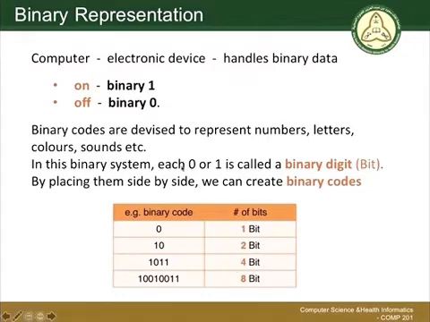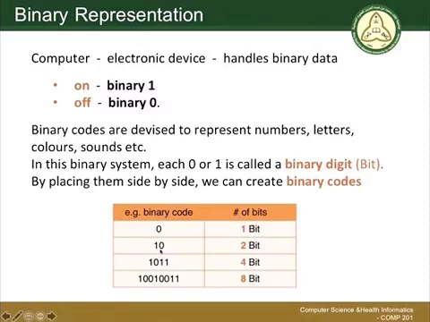So each 0 or 1 is called a binary digit or bit. By placing them side by side, we can create a binary code. If I have the binary code 0 and I ask how many bits, you would tell me that this 0 has 1 bit. It could be that this binary code is not 0 but 1, and again the number of bits is going to be 1.